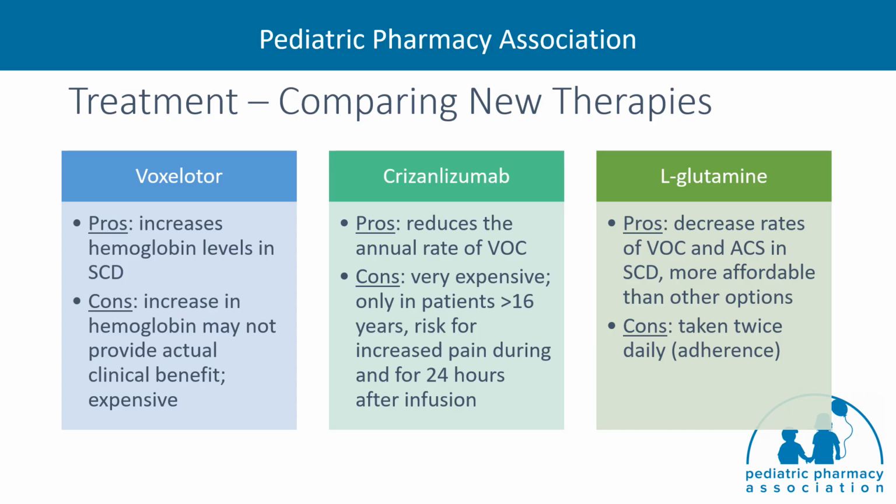For voxelotor, some pros: it does increase hemoglobin levels in our sickle cell disease, and we have at least one study showing that those increased hemoglobin levels will decrease transfusion requirements. However, if it provides any other clinical benefits, such as decreasing vaso-occlusive episodes, is unclear at this time, and it is expensive. For crizanlizumab, it reduces the annual rate of vaso-occlusive episodes.